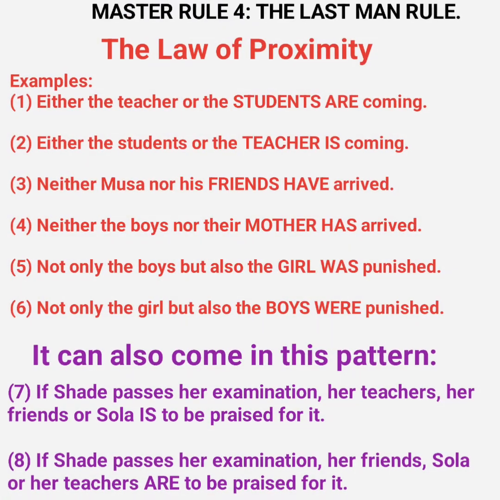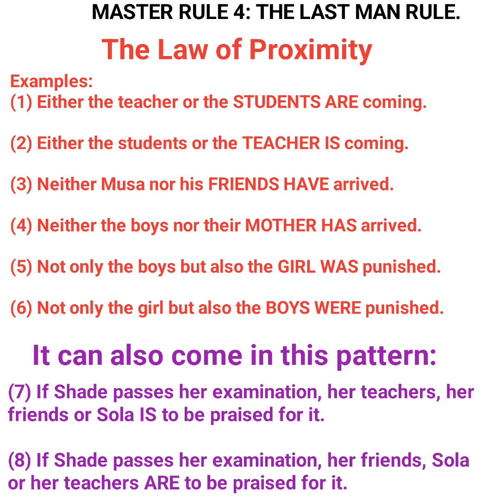These are the examples. Number 1, either the teacher or the students are coming. We say "are" because the students is the one nearest to the verb. The second one, when we reverse the sentence: either the students or the teacher is coming. The teacher is nearest to the verb, that's why we use "is," because the teacher is a singular subject, so we use a singular verb. The same thing applies to the rest of the examples.